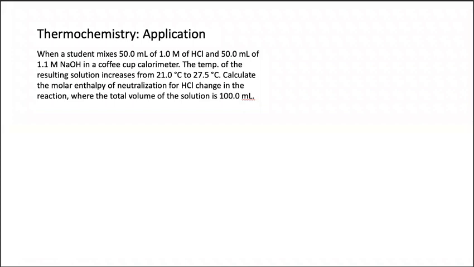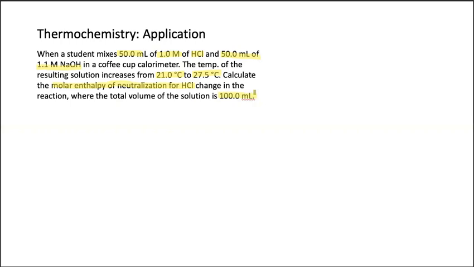Thermal chemistry application. A student mixes 50 mL of 1 mole per liter hydrochloric acid and 50 mL of 1.1 moles per liter sodium hydroxide in a coffee cup calorimeter. The temperature of the resulting solution increases from 21 degrees Celsius to 27.5 degrees Celsius. Calculate the molar enthalpy of neutralization for hydrochloric acid in the reaction. The total volume of the solution is 100 mL.